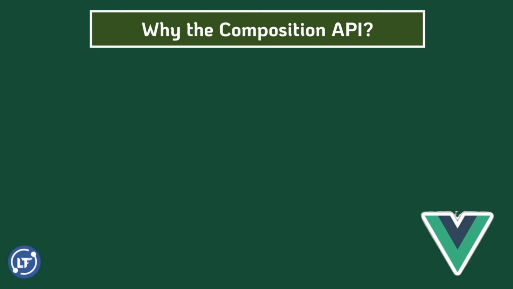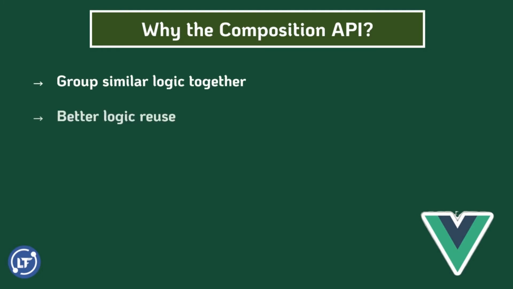Now, why should we make use of the composition API, or why was it introduced in the first place? Number one, it allows us to group similar logic together. For example, let's say you have particular data you've created and you want to write a particular method to manipulate that data. It allows you to easily do that and group them together. Another thing is it allows better reuse of your logic. Another reason it was introduced is that it gives you a more flexible way to organize your code.